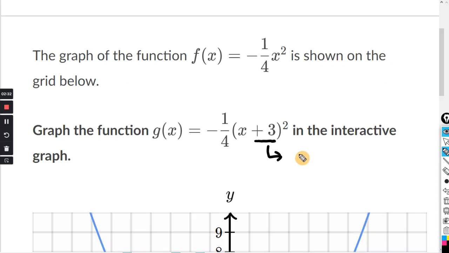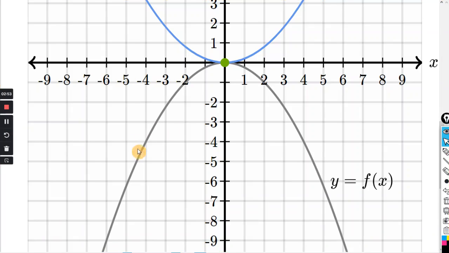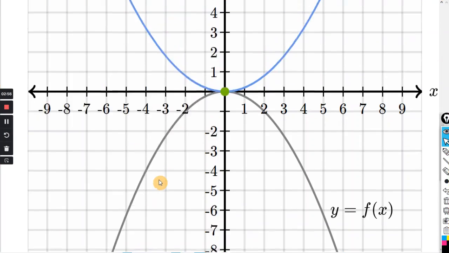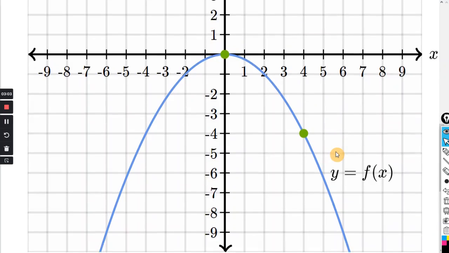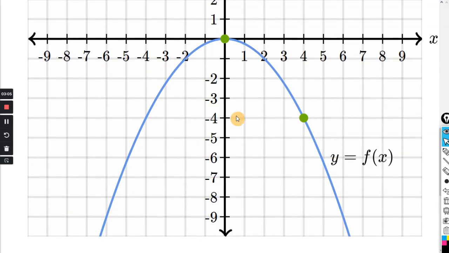So this will make it shift left 3 units. We just take the original and move it left 3 units. That's all we're going to do. This one in gray is the original. I am going to match it up with the one in gray first. I put it exactly on top of the one that was there.